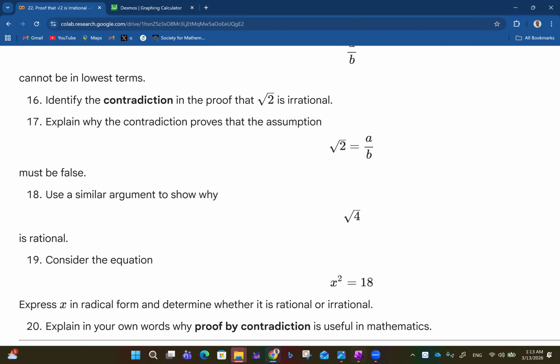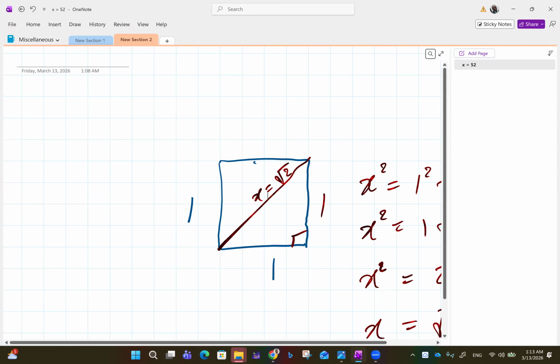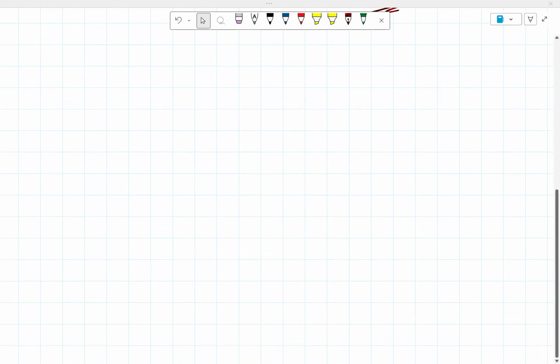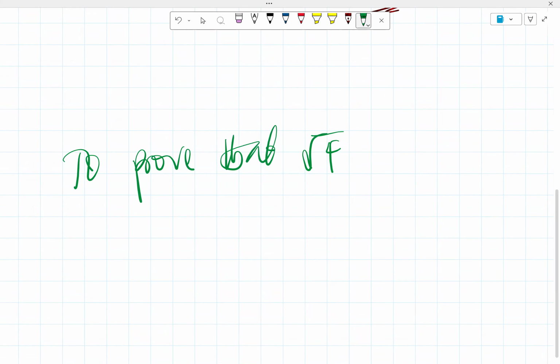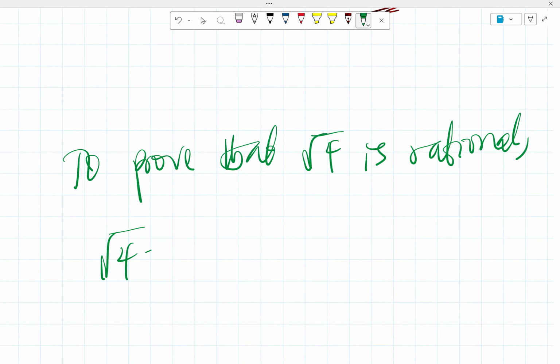Okay, maybe I should even try that. So we want to prove that 2 is rational, basically. So to prove that root 4 is rational, that's all that is asking us to do. So root 4 is equal to 2. Okay? Let's even leave it the way it is, right? Let's leave it the way it is.